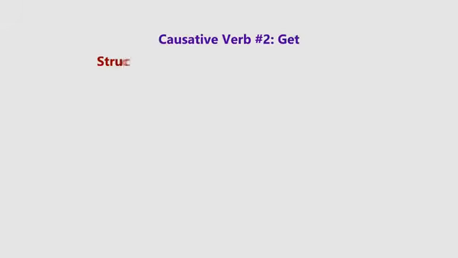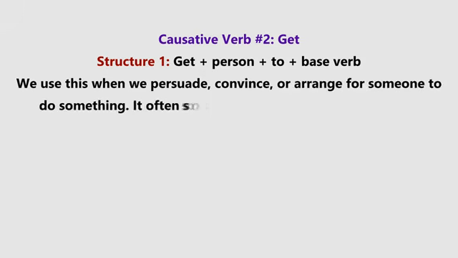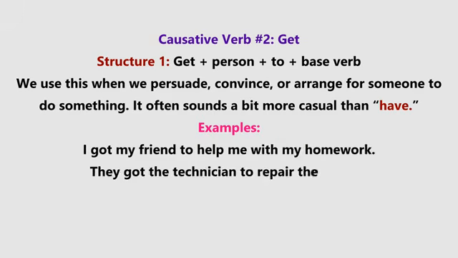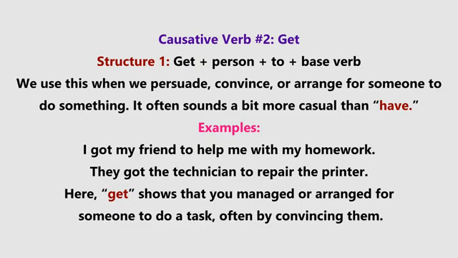Causative verb number 2, get. Structure 1: get plus person plus to plus base verb. We use this when we persuade, convince, or arrange for someone to do something. It often sounds a bit more casual than have. Examples: I got my friend to help me with my homework. They got the technician to repair the printer. Here, get shows that you managed or arranged for someone to do a task, often by convincing them.